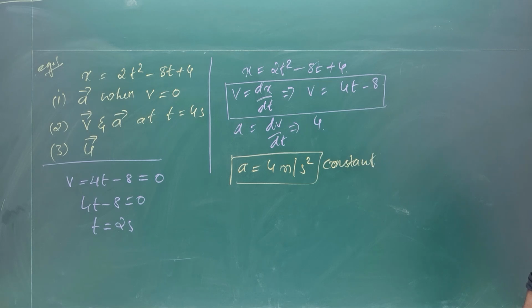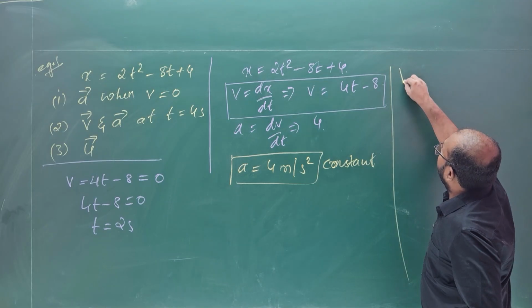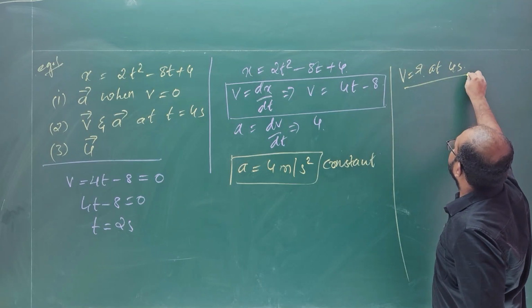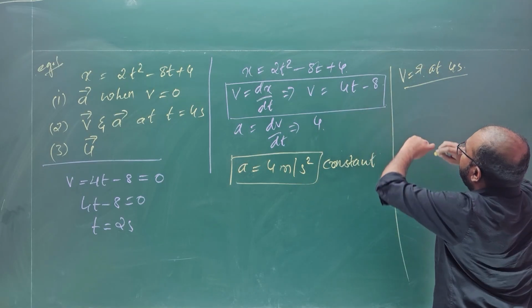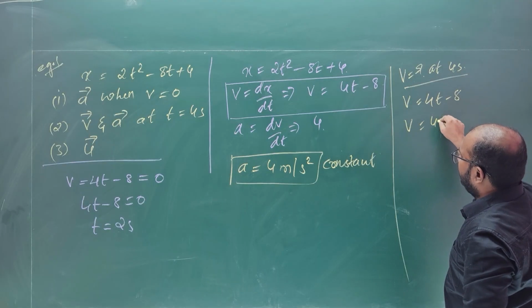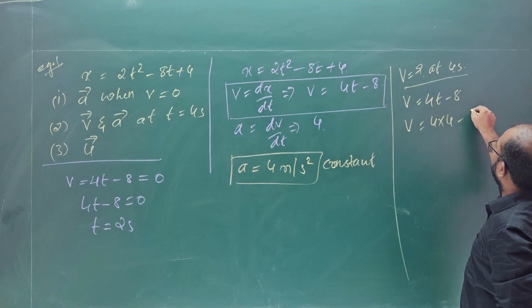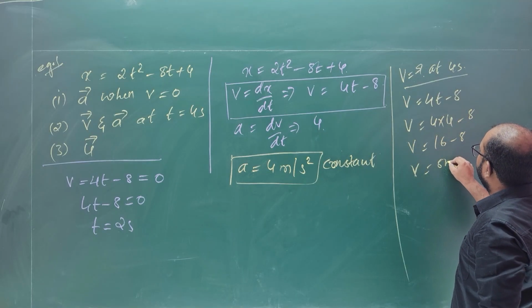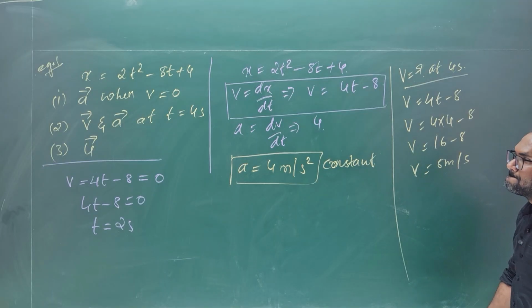Now similarly, we can find the second answer, that is velocity and acceleration at t equals 4 seconds. Yes. So v at 4 seconds, v is equal to 4t minus 8, or v is equal to 4 into 4 minus 8. v is equal to 16 minus 8, or v is equal to 8 meter per second.